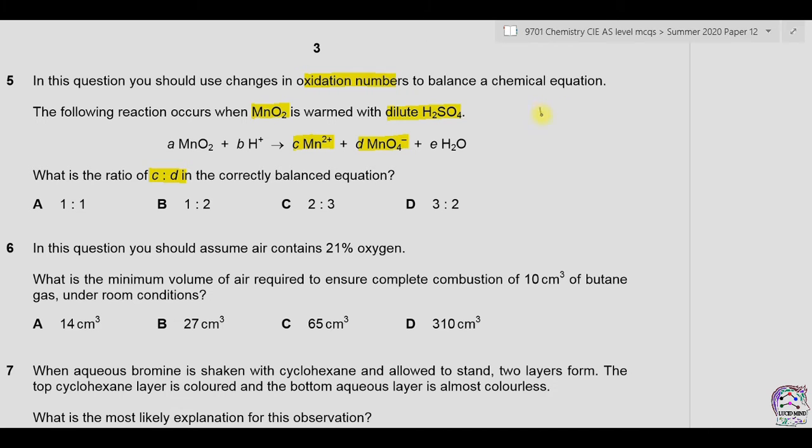Let's first find out the oxidation state of manganese in both manganese dioxide and manganate ion. As we know, the overall charge in MnO2 is 0. So for Mn, there are 2 oxygen atoms. The charge on the oxygen atom is -2, and the overall charge is 0. So we have Mn minus 4 is equal to 0, or Mn is equal to +4. So the oxidation state of manganese in MnO2 is +4.